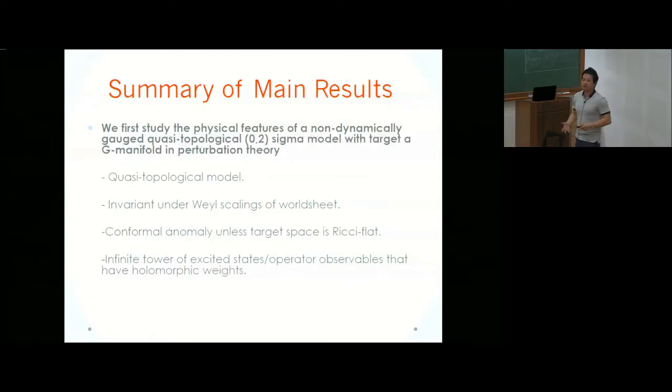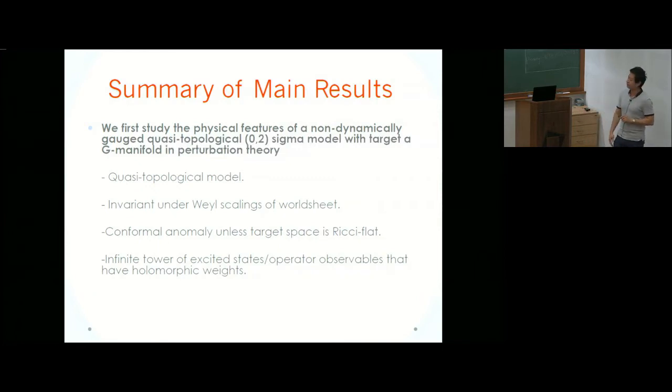A G-manifold is just a manifold which has a G-isometry, so a G-action that acts on it and results in an isometry of the manifold. Once you have a target that is a G-manifold, this symmetry of the target will be inherited on the worldsheet, and that's where we can gauge the worldsheet and couple the vector fields that generate the G-isometry onto the worldsheet. That's why we are defining the target to be some G-manifold. Flag manifolds, for example, we can study those things. We can gauge it by some subgroup of G. So we will see its quasi-topological model.